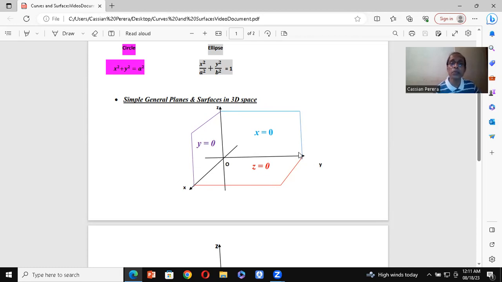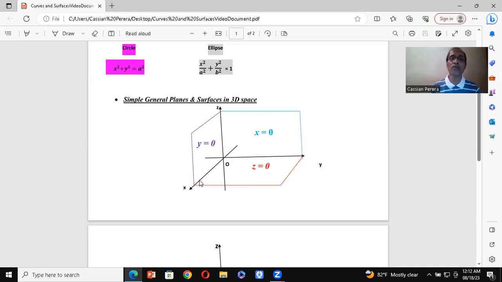Now, in 3D space, surfaces or planes we can give by one equation. x equals 0 is this surface, y equals 0 is this surface, and z equals 0 is this surface. But in 3D space, we can't write the equation of a line, straight line or curve by one equation. We have to write the equation of a graph, straight line or curve by two equations.